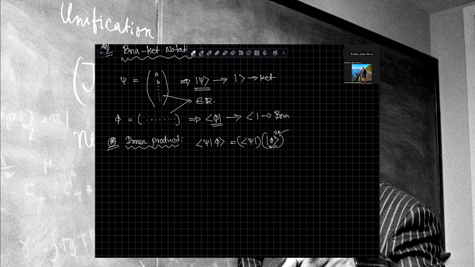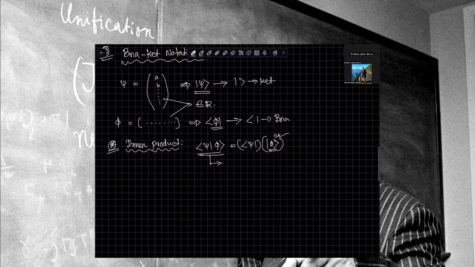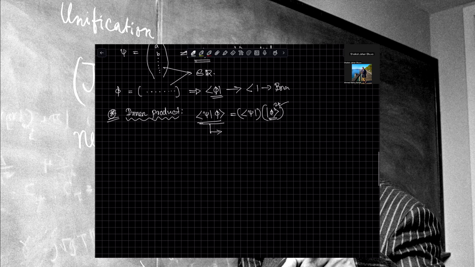If they're complex, you have to do a Hermitian conjugate, and I'll talk about that as well in a few minutes. So for now, just know that whenever you write something like this, you are essentially referring to a number that comes out of the inner product. So these are two notational things that I wanted to introduce.